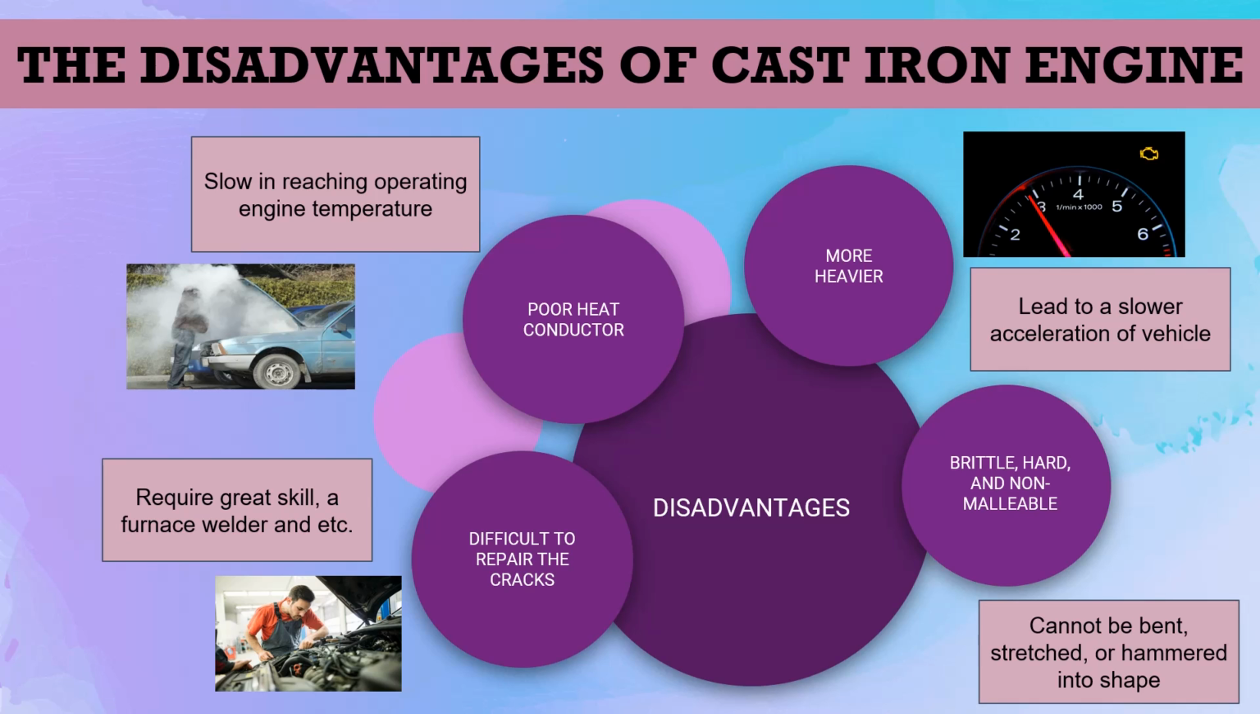The second disadvantage is the cast iron engine is a poor heat conductor. Okay, for example, when we compare the cast iron engine with aluminum engine, the cast iron engine typically reaches operating engine temperature more slowly compared to aluminum block engine. So, this means that iron block engines are less capable of transferring their heat away onto their coolant, which can lead it to run hotter than aluminum engine block.